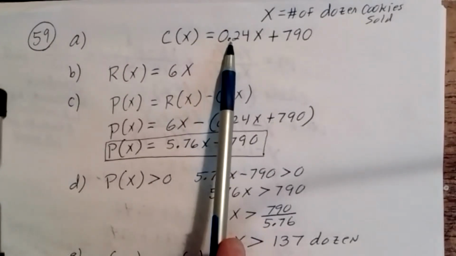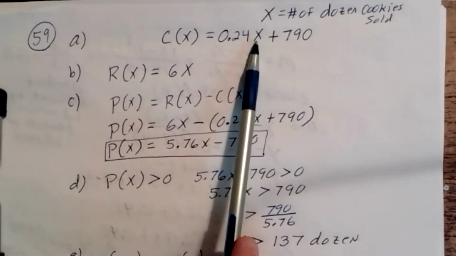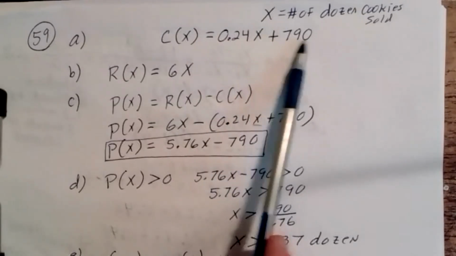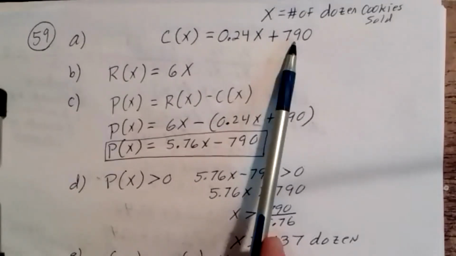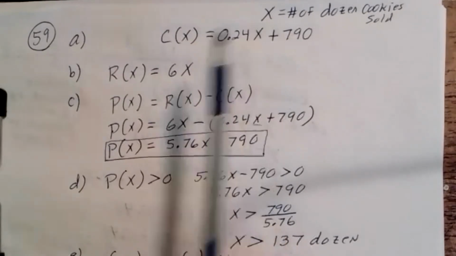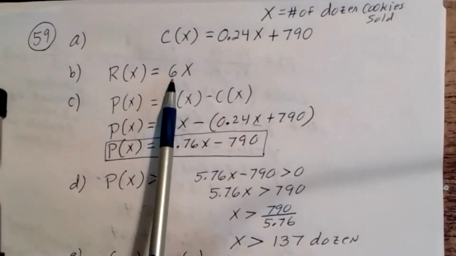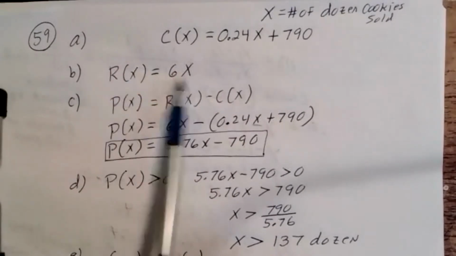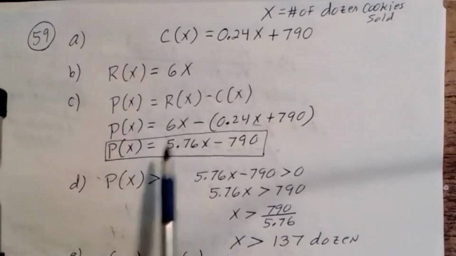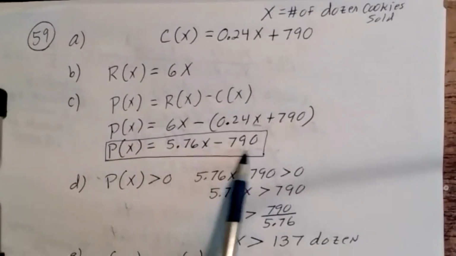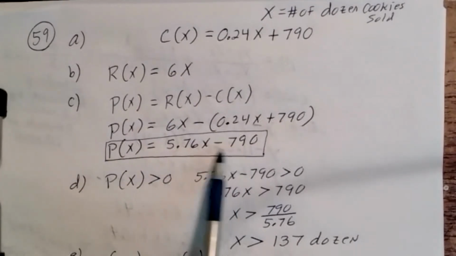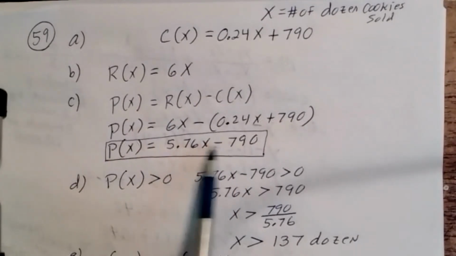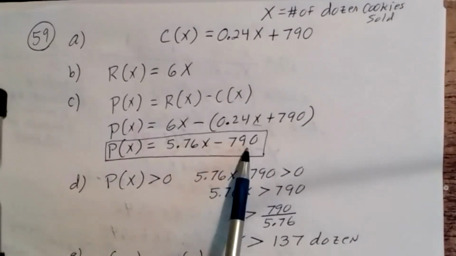It costs us 24 cents to make one dozen cookies. We have a fixed cost of $790 every month, just to rent the joint and other fixed costs. We are going to charge $6 per dozen. If we sell X dozen, we will rake in this amount of revenue, agree? The profit function is revenue minus cost after cleaning it up. Did anybody get this for the profit function of selling X dozen cookies? Yes, this is the profit function.